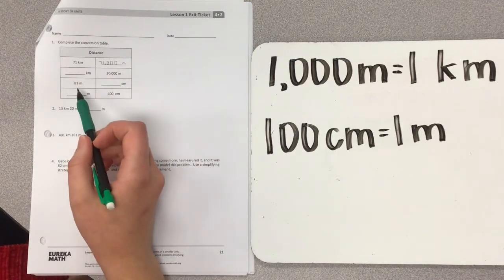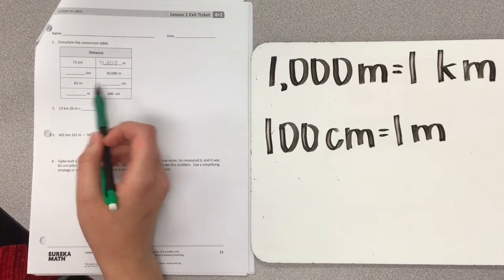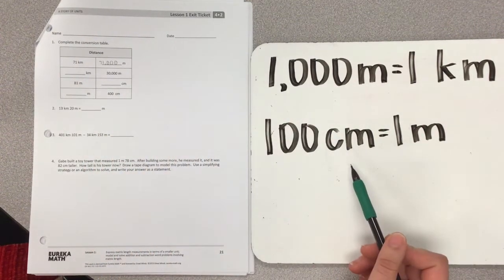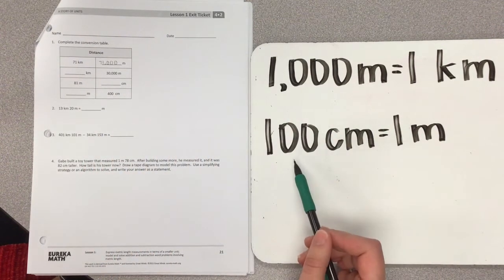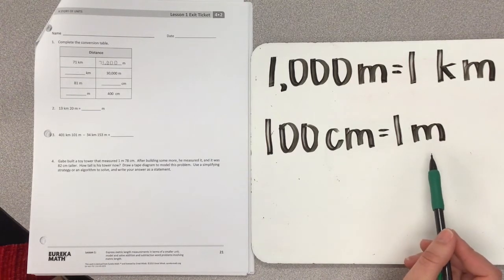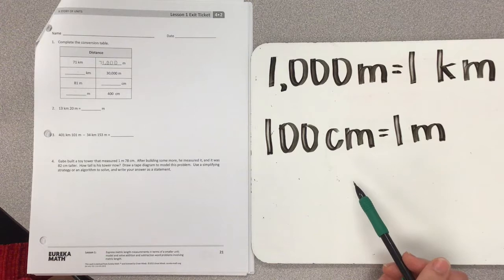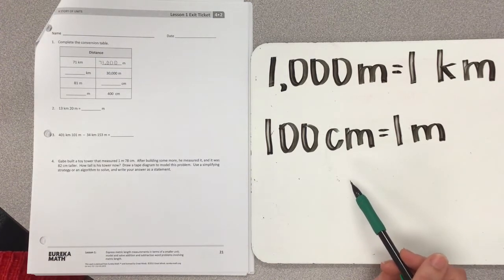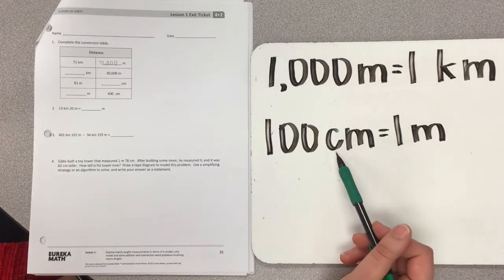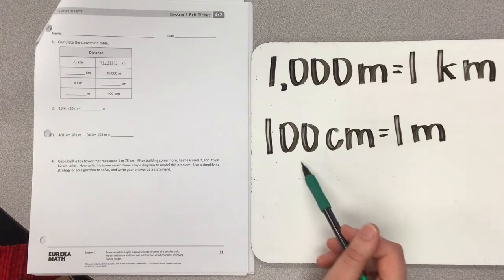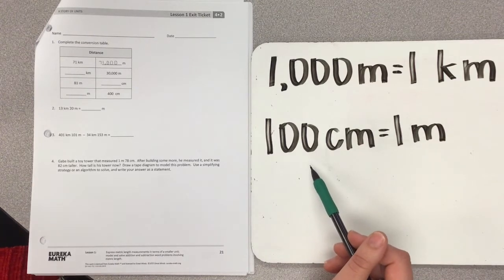Let's look at this one right here. Now we're converting between meters and centimeters. When it comes to centimeters, there are 100 times as many centimeters as meters. Think of the word century. There's 100 years in a century. Or think of the word cent. There's 100 cents in a dollar. Centi stands for 100 times.